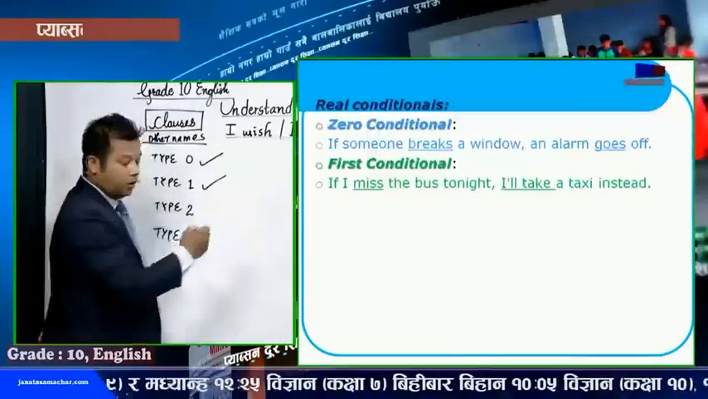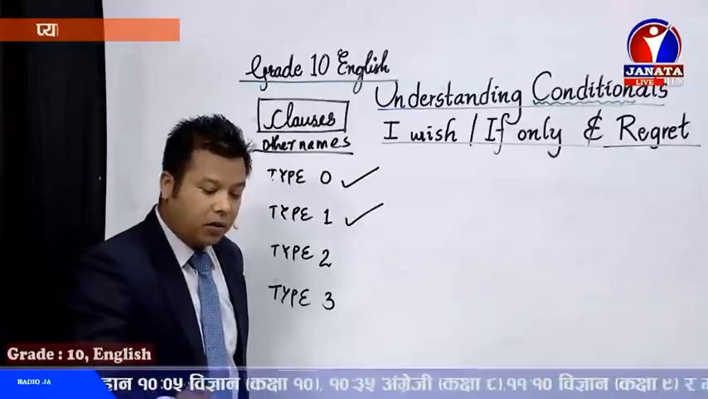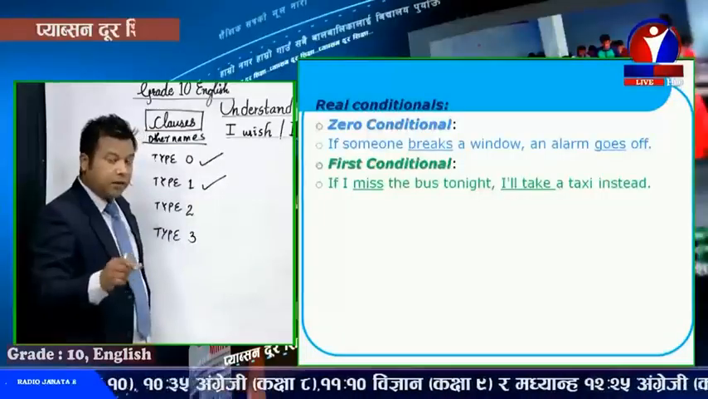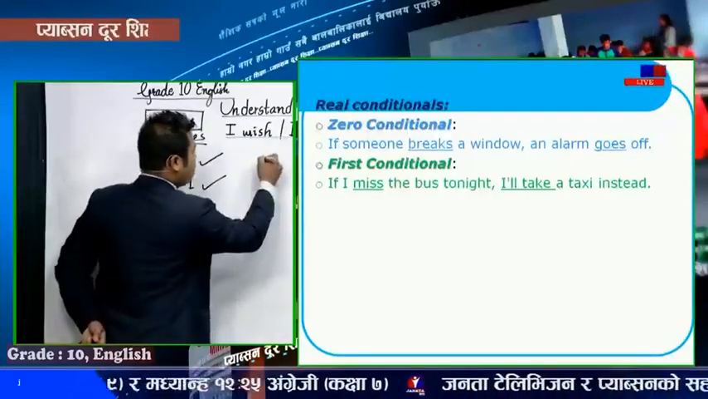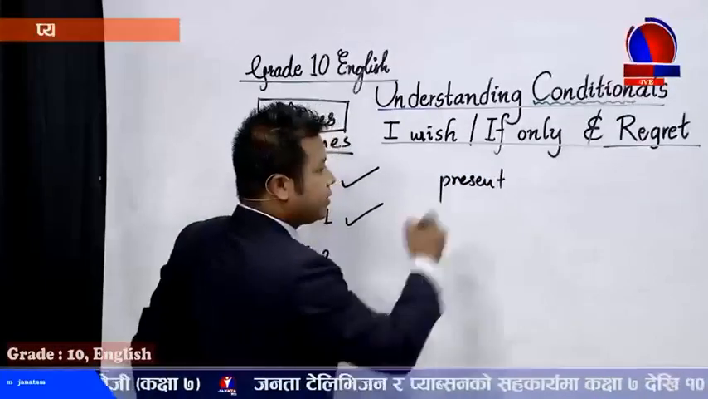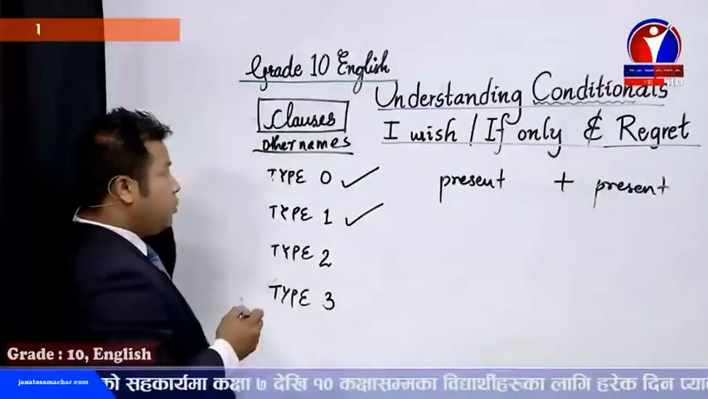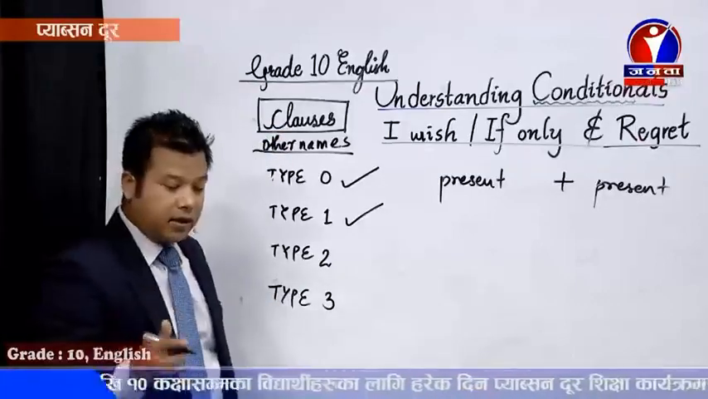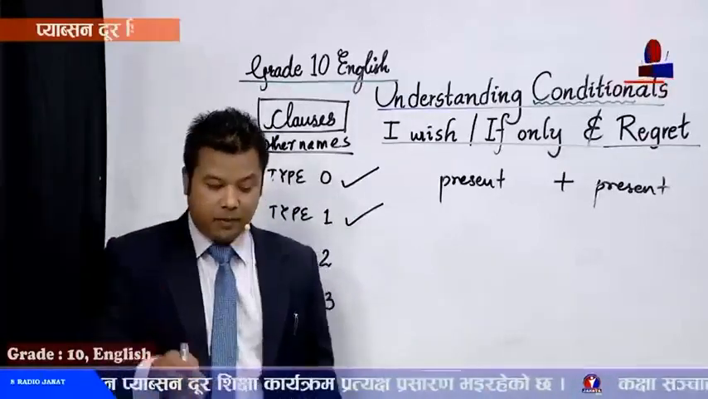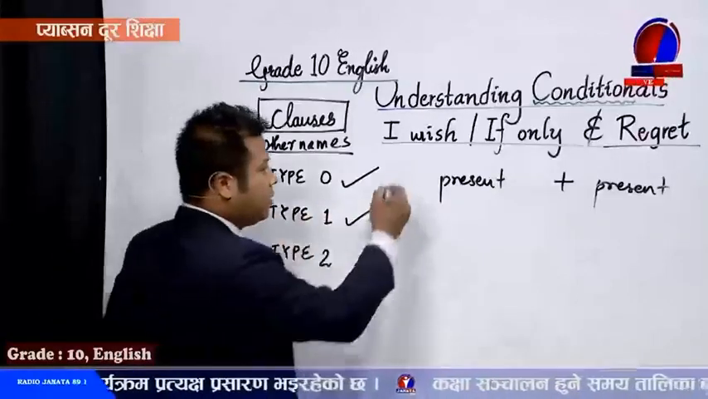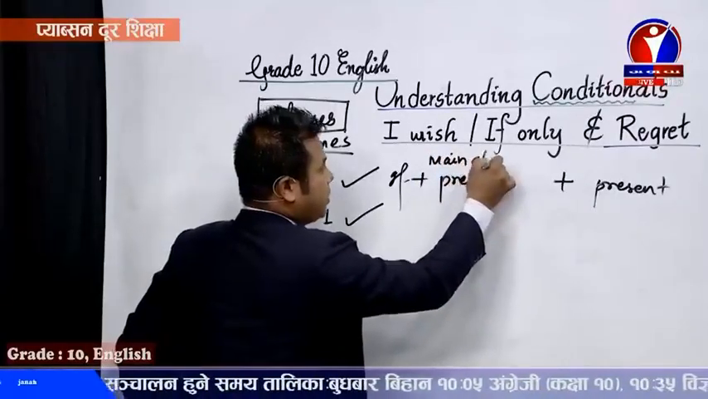Because in the structure, you must have noticed a very significant thing, and that is the use of tense. You can even compare the zero conditional with the first conditional. All right? You will definitely see a distinct tense difference. First difference that we all can see here is the use of present tense. Present tense plus present tense. Now, what are these two present tenses? The two present tenses are actually the examples of clauses. In every conditional sentence, we have clauses to study. For example, here in this sentence, if someone breaks a window, the first part with if plus present tense is called the main clause.